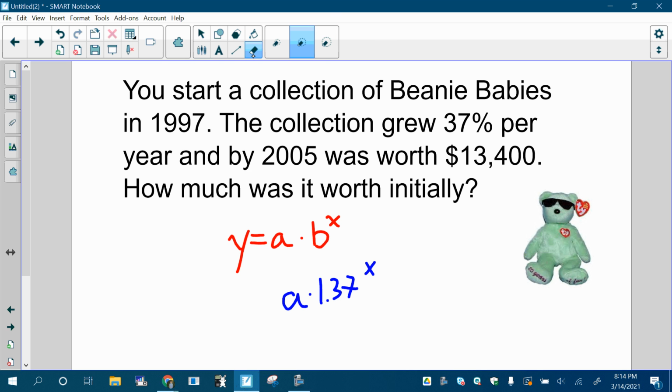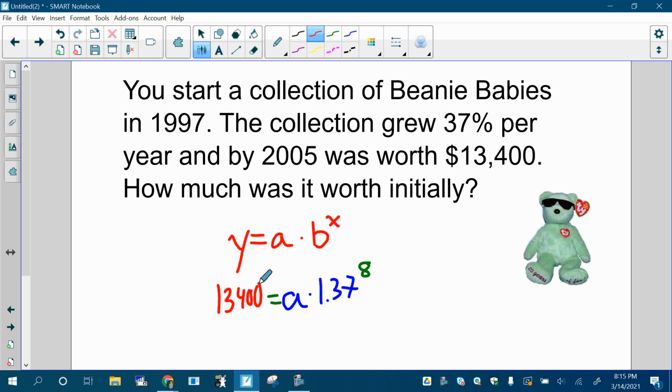Our x, our time, we actually do know the time. It was 1997 to 2005. It was 8 years. And we know the ending amount. We know that at the end of those 8 years, it was worth $13,400. So this is the equation we end up trying to solve.